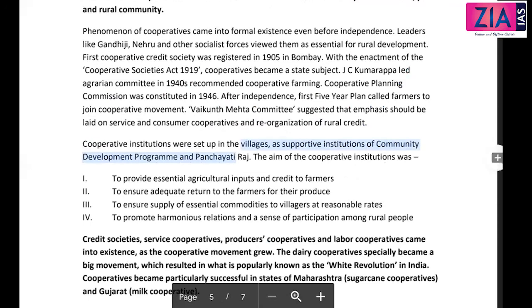These things you can read: Gandhi's ideas, Nehru, socialist views, and everything is there in cooperatives. So the first cooperative credit society was registered in 1905 in Bombay. Guys, these are not important for you anyway in sociology. With the enactment of the Cooperative Societies Act 1919, cooperatives became a state subject. J.C. Kumarappa led the Agrarian Committee in 1940, which recommended cooperative farming.